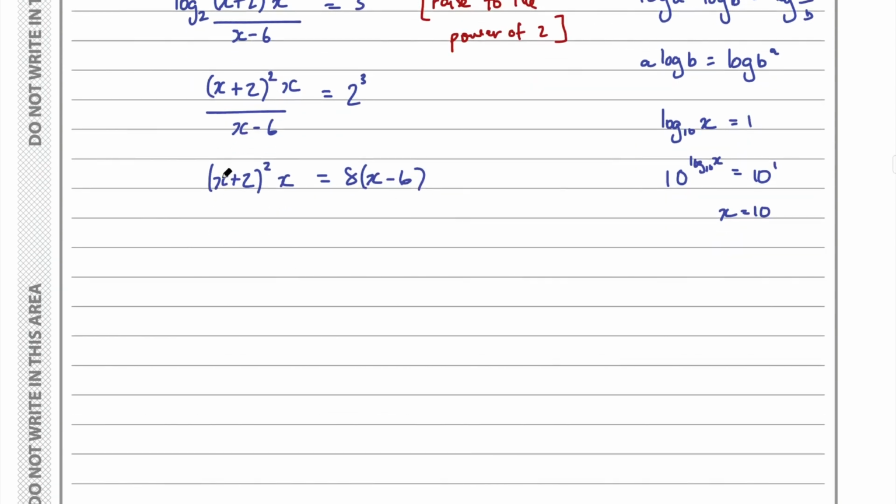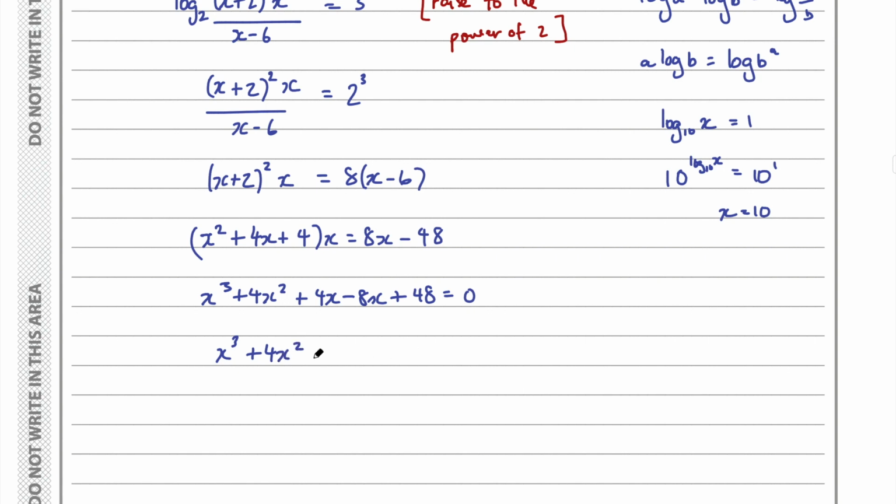Simplify, so expand the brackets. X plus 2 all squared, that's x squared plus 4x plus 4, times x, equals 8x minus 48. Expand that x out to all of the terms in those brackets. We'll have x cubed plus 4x squared plus 4x, and then subtract both of these terms from the left hand side, so we'd have minus 8x plus 48, and that will all equal 0. Simplify, so all we need to do is 4x minus 8x. So this is going to be x cubed plus 4x squared minus 4x plus 48 equals 0.